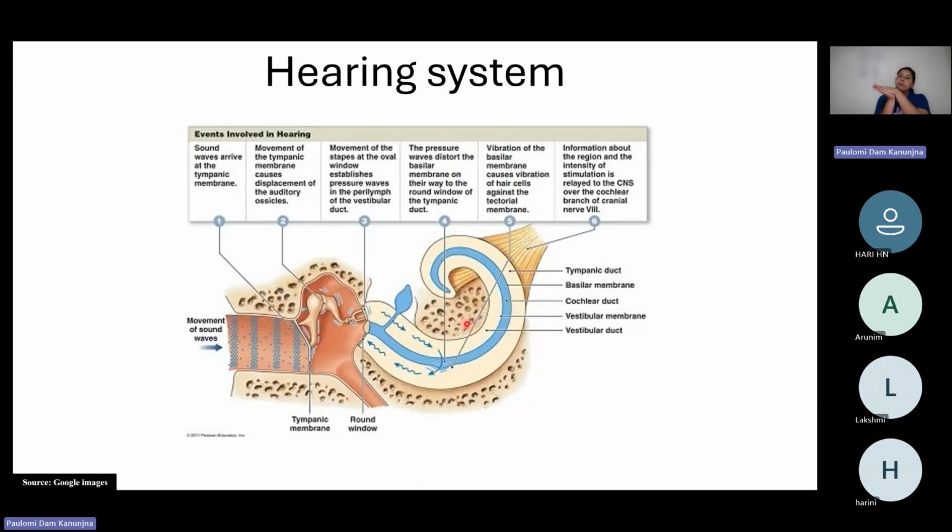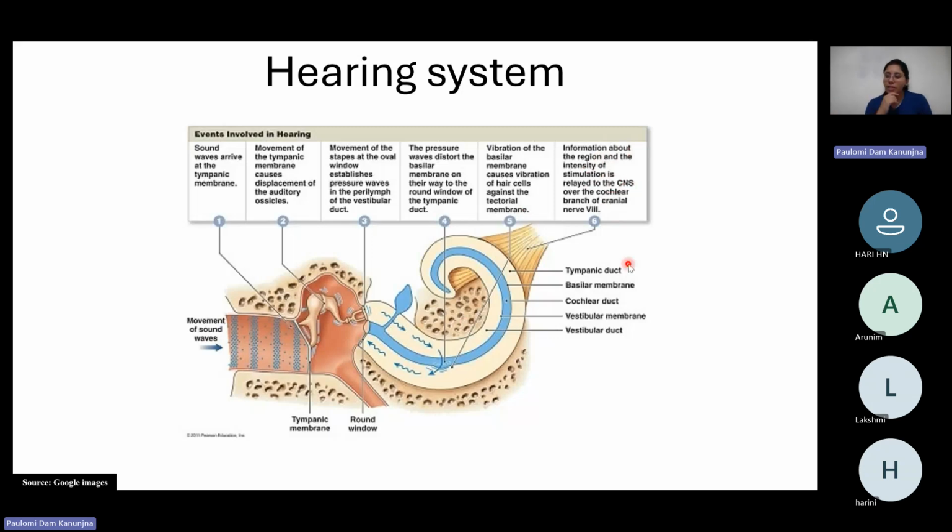Because of the basement membrane movement, these cells start bending. Now, this information about the region and the intensity of stimulation is relayed to the CNS over the cochlear branch of different nerves. Let's not get into this.